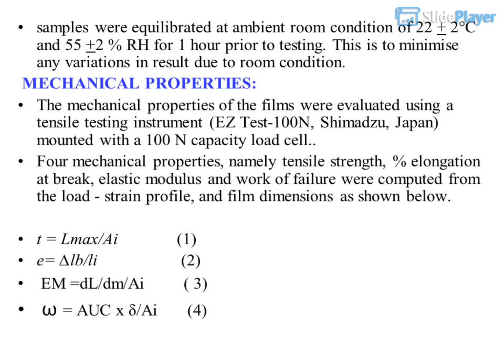For mechanical properties, namely tensile strength, percent elongation at break, elastic modulus and work of failure were computed from the load, strain profile, and film dimensions as shown below. T equals Lmax/I, 1. E equals pound/Li, 2. M equals DL/DM/I, 3. Omega equals Oc X delta/I, 4.